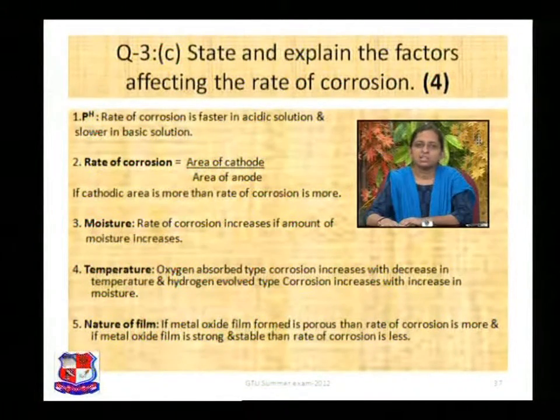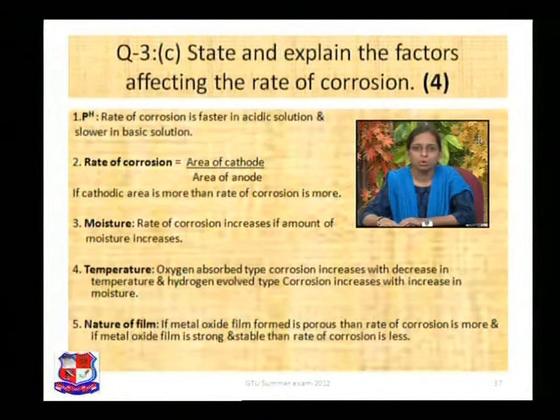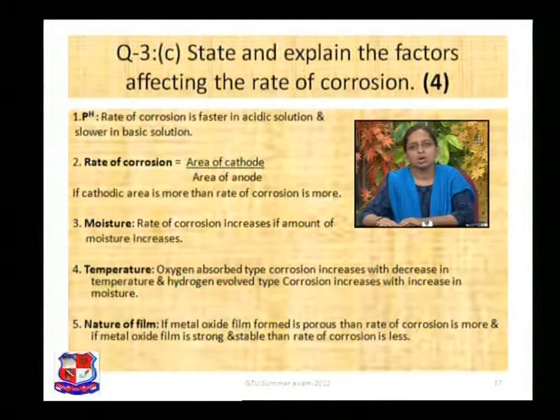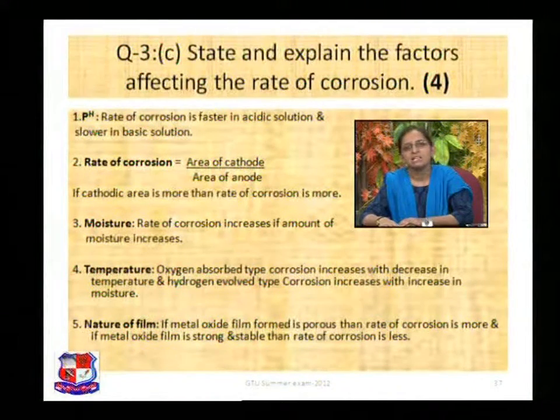The second factor is the anodic and cathodic area. Okay, so the rate of corrosion has a relation shown in a formula: rate of corrosion is equal to area of cathode divided by area of anode. So if the cathode area is more, you can see there is a direct relation. If the cathode area is more, then the rate of corrosion is also more, and if the cathode area is less, then the rate of corrosion is also less.